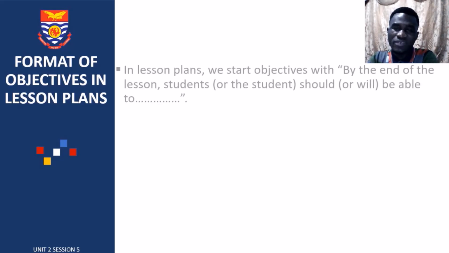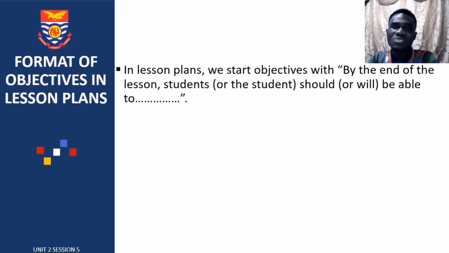Now, what is the format for writing a lesson objective in lesson plans? So anytime we are writing our lesson plan, we state objectives. So what is the format? In lesson plans, we start objectives by the statement, by the end of the lesson, students or the students should or will be able to, then the objectives will now follow.